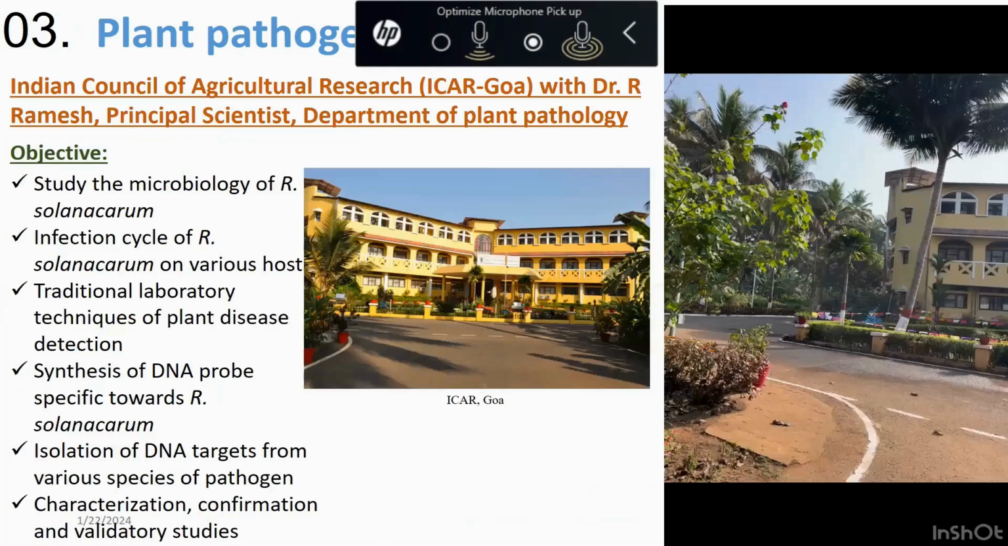For this work, we collaborated with the Indian Council of Agricultural Research, ICAR, in Old Goa itself, with Dr. Ramesh, who is the principal scientist of the plant pathology department. The objective of this collaboration was that before we actually do the sampling and study the DNA-based sensor, we need to first understand the microbiology of the bacteria.